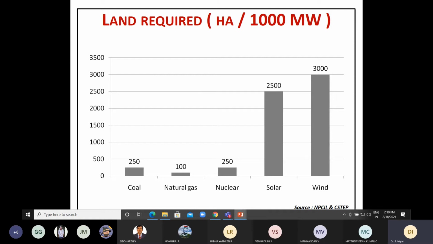For example, if you are going to generate 1,000 megawatt using two windmills or one windmill, whatever it is, it requires 3,000 hectares. Why? Because the length of the blade should be larger, and moreover we should maintain more distance between the two wind frames. So it requires huge areas when compared with other renewable energy sources.